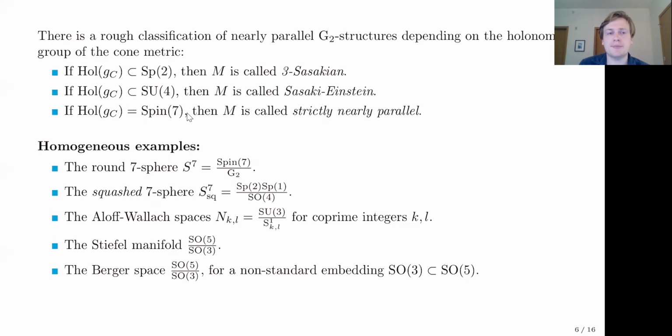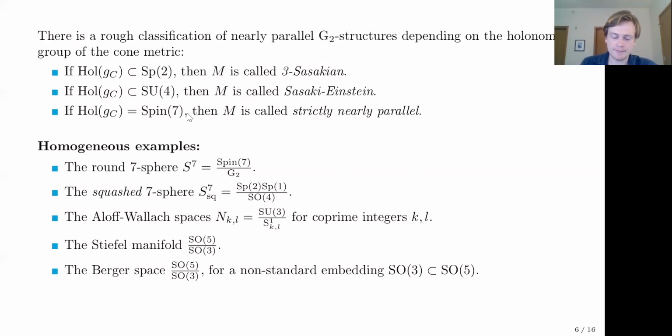Okay. The final homogeneous example I'll talk about is the Berger space, which is the topic of this talk, which is the space SO(5) mod SO(3). But unlike in the Stiefel manifold case, this SO(3) is a non-standard embedding into SO(5), so it's not conjugate to a copy of SO(3) that fixes two directions. It's actually conjugate to an SO(3) that acts irreducibly on R^5, and we'll talk about that when we get to the section about the Berger space. Okay, so this is an overview of the homogeneous examples of nearly parallel G2 structures.